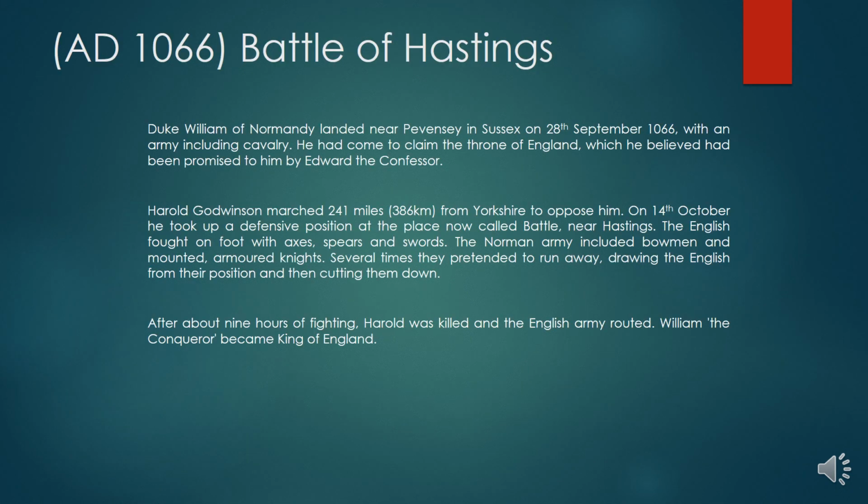Duke William of Normandy landed near Pevensey in Sussex on 28 September 1066 with an army including cavalry. He had come to claim the throne of England, which he believed had been promised to him by Edward the Confessor.